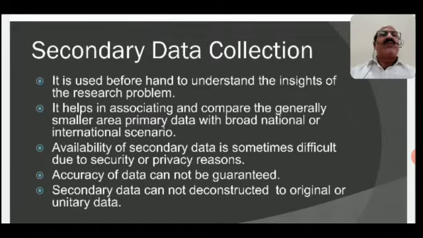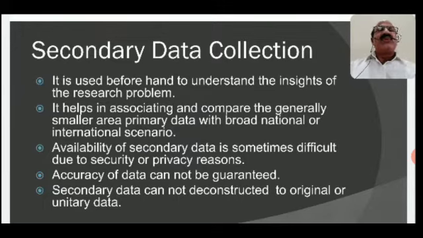Then availability of secondary data is sometimes difficult due to security or privacy reasons. Security reasons, say like airport data or military zone data. You cannot even get topo sheets of northeast India. Now you get open source, that is without contours.